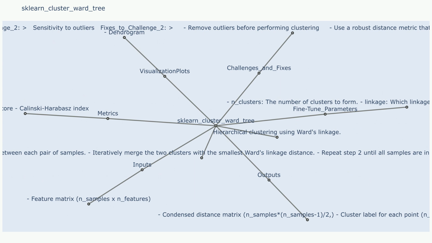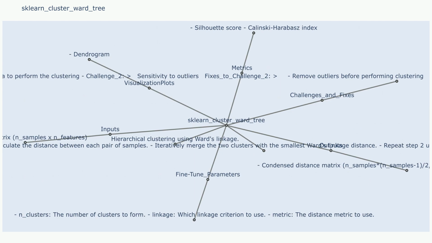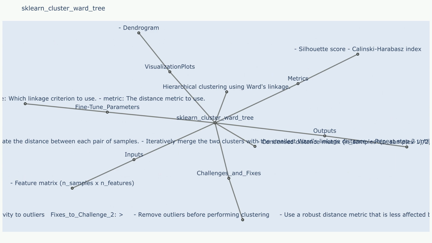Metrics. Ward criterion. The Ward criterion minimizes the variance within each cluster. This criterion measures the increase in within-cluster variance that occurs when merging two clusters. Distance matrix. This matrix represents the pairwise distances between all clusters at each step of the algorithm.